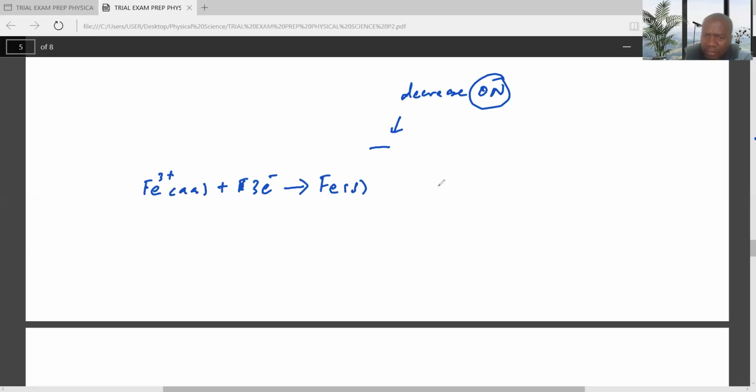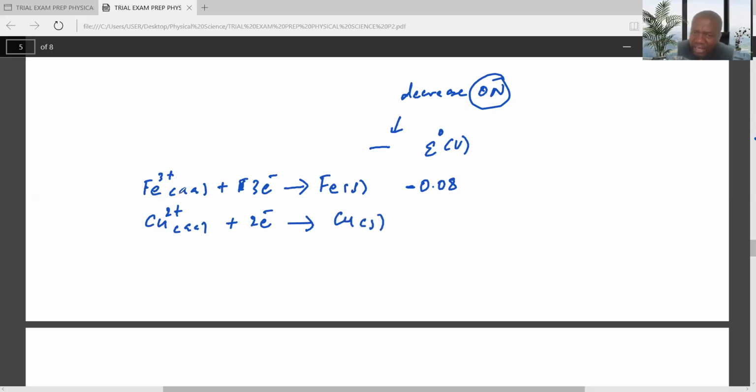Negative 0.8, okay, sorry, this is the E volts. Let's choose another one. Let's say we use copper. Cu2+ aqueous plus 2 electrons. We use one arrow, not two. So you see, both of them we wrote as a reduction. You see the decrease in oxidation number from 3 to 0, from 2 to 0. We wrote them as a reduction.